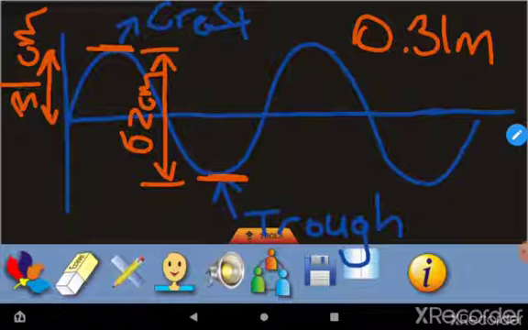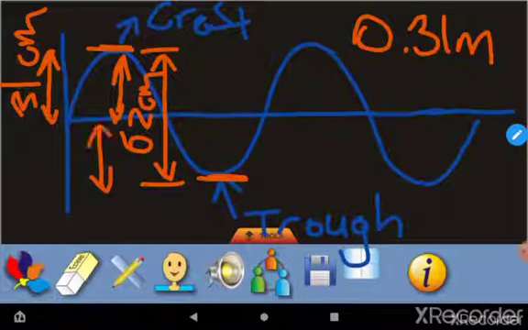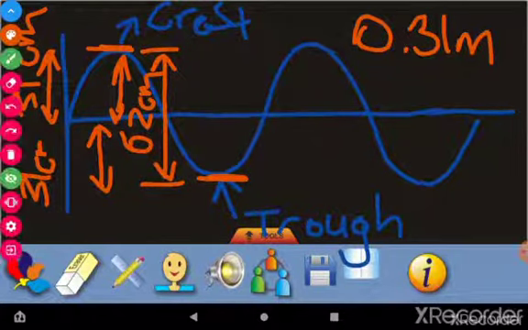Now we would have 31 centimeters from the mean position to the crest and 31 centimeters from the mean position to the trough. You add those two 31s together and you will get 62, which is the total distance from crest to trough. Just a reminder.